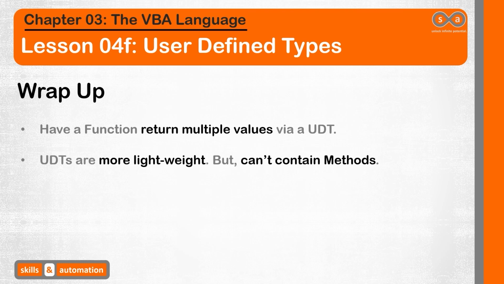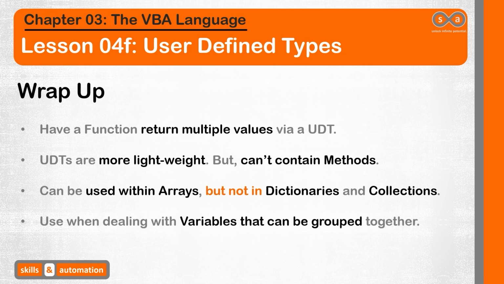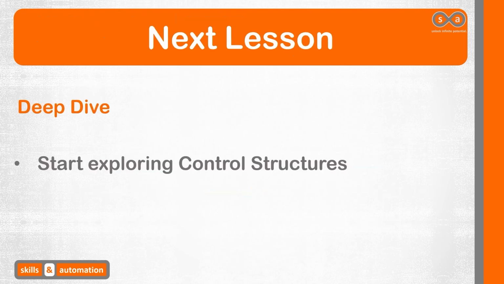UDTs are more lightweight than using a class. However, unlike a class, they can't contain methods or functions. UDTs can be used within arrays, but not within dictionaries and collections. If the objective is simply to use a bunch of variables as a single group, choose UDT over a class. And that concludes the overall topic of variables and data types. From the next lesson on, we will begin the topic of control structures, which will include if statements and for loops.